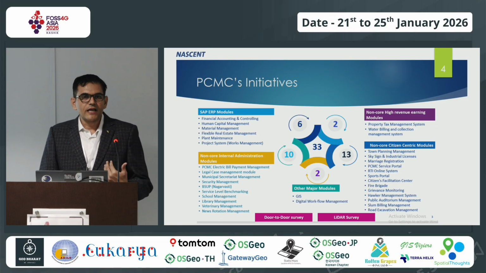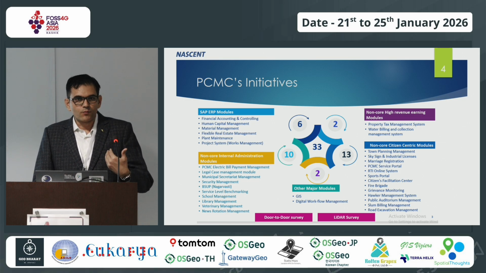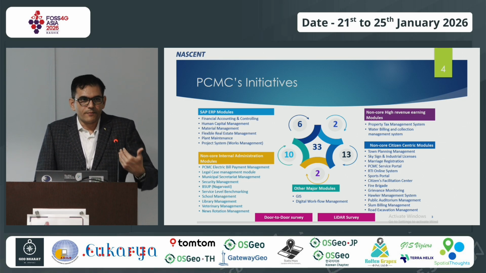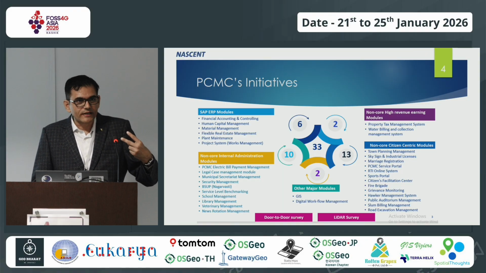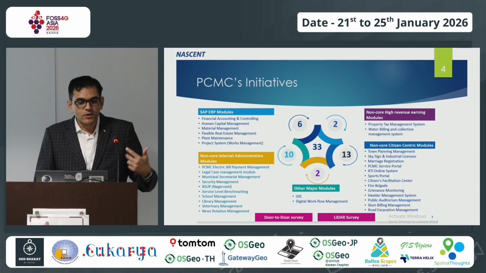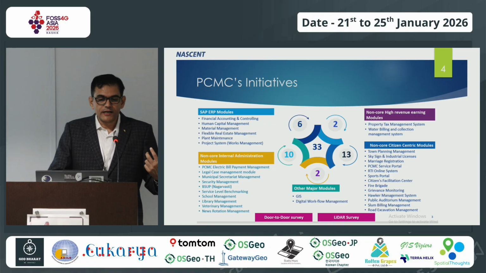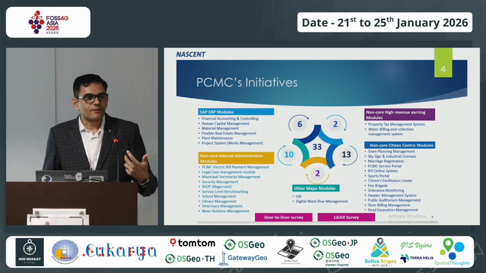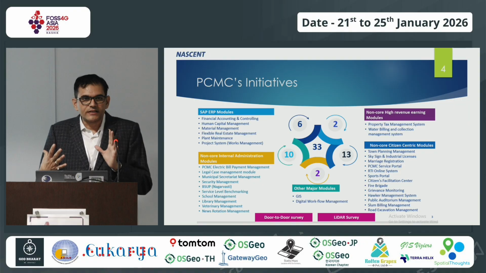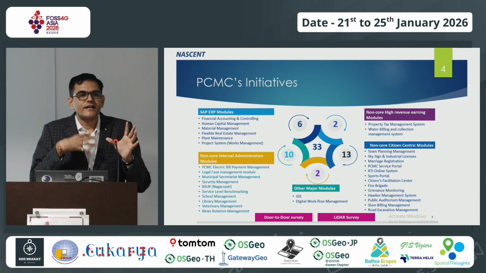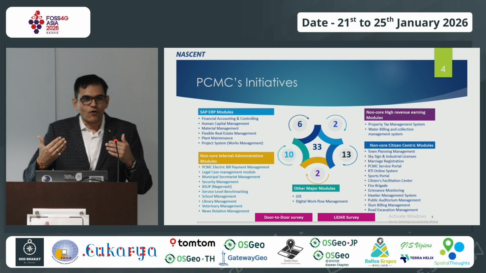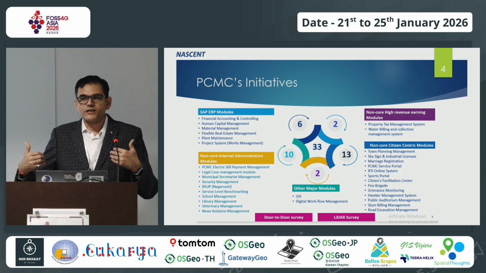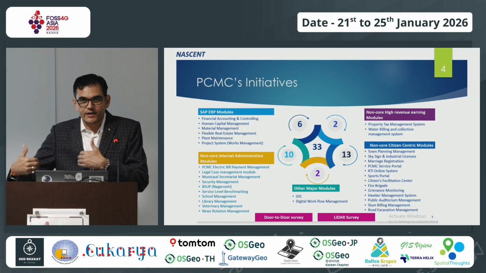We have implemented 33 modules. Six modules we have implemented using SAP S4HANA, that is the core ERP system: financial management, material management, plant management, and project management. That is the only bucket, you can say, which we implemented using a COTS product, S4HANA. Apart from that, everything else we have implemented using an open source GIS technology stack.